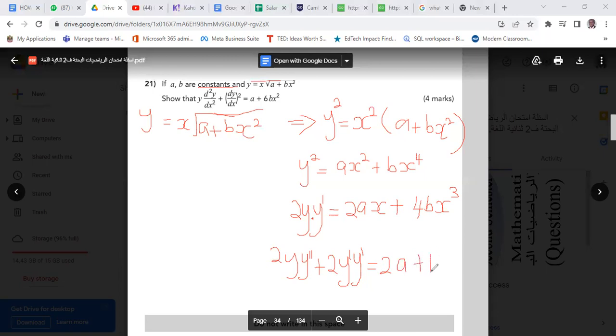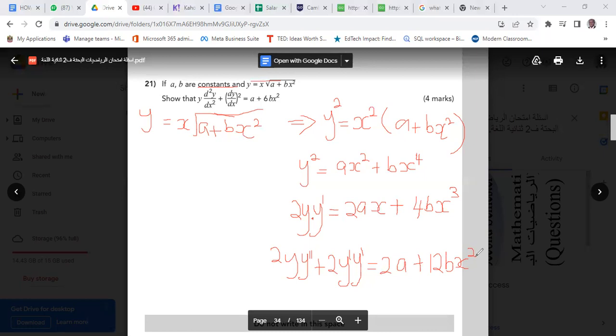12bx power what? Who can tell me why I'm having 12b there? Yes, because I'm bringing 3 down, multiply by 4 is 12, then bx power 2. Fantastic. I hope you are enjoying it. You can take a cup of coffee now so you can relax. It's going to be interesting. Can you see now? 12bx power 2.